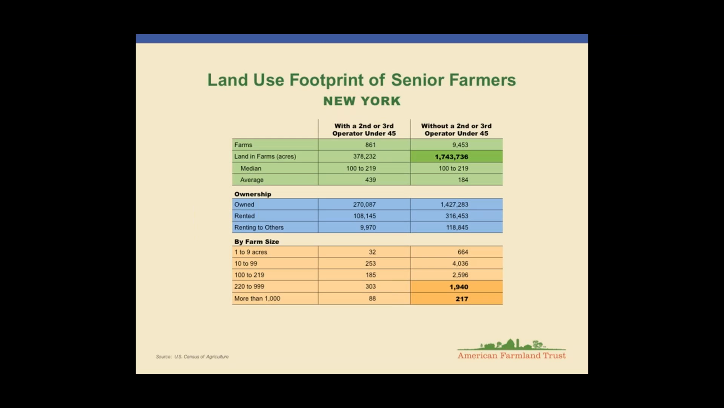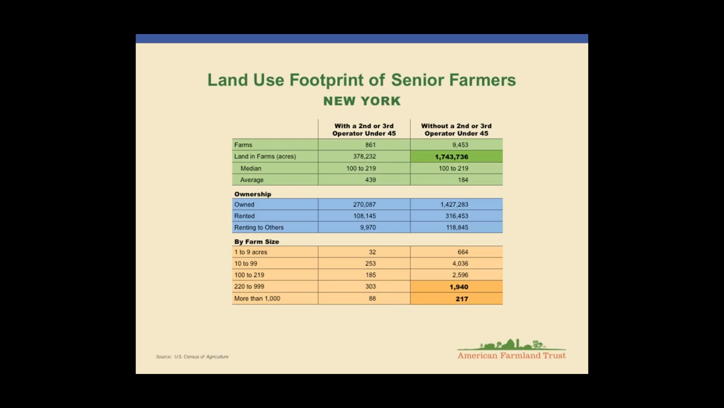So when you look at it again, you can see that of the over 9,000 farms in this category, a majority of them are less than 99 acres. So they are on the small side. And when you look down at the bottom, there are 217 farms that are these seniors without young farm operators that are managing over 1,000 acres of land.